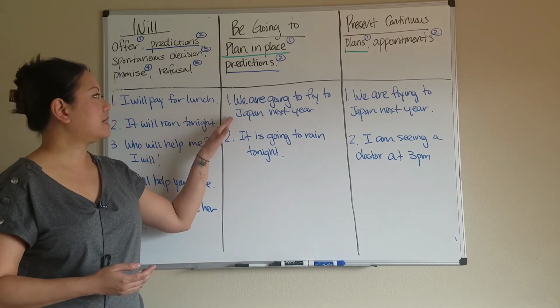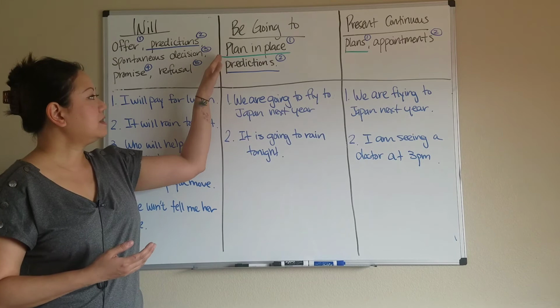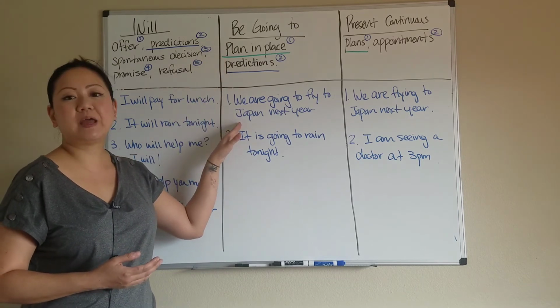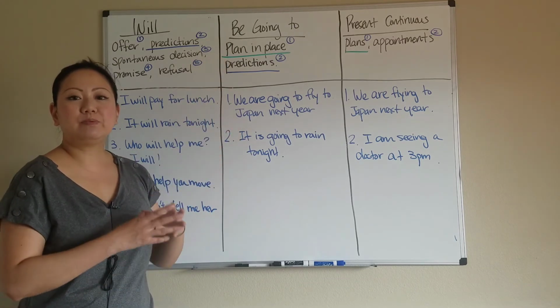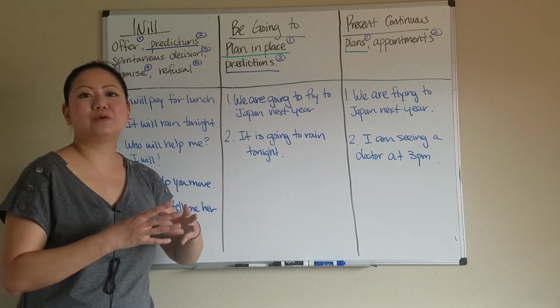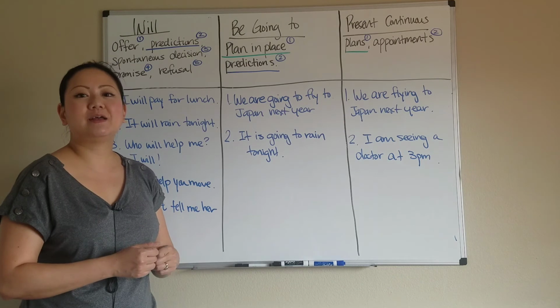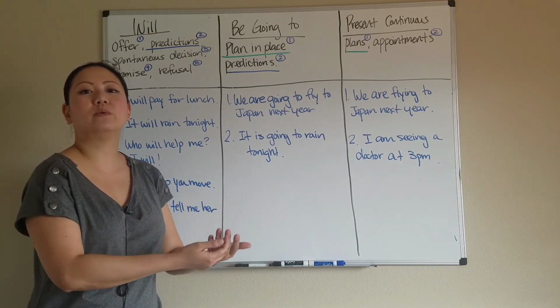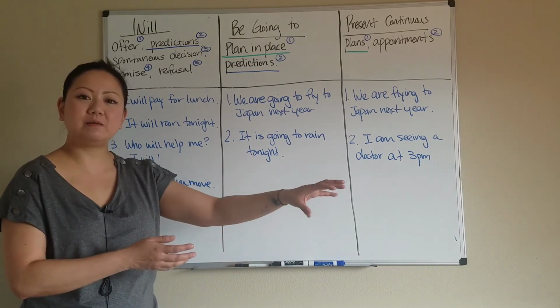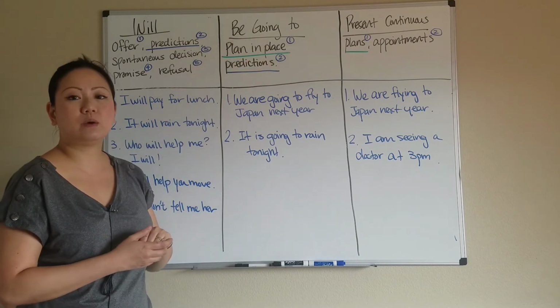Now let's look at an example. First, with plan in place, we're going to fly to Japan next year. You've made the plan, maybe you bought the tickets already or reserved the Airbnb or hotel. You are going to fly to Japan next year. This is your plan that you're going to do. Okay, so if you have a plan in place, we're going to use be going to.